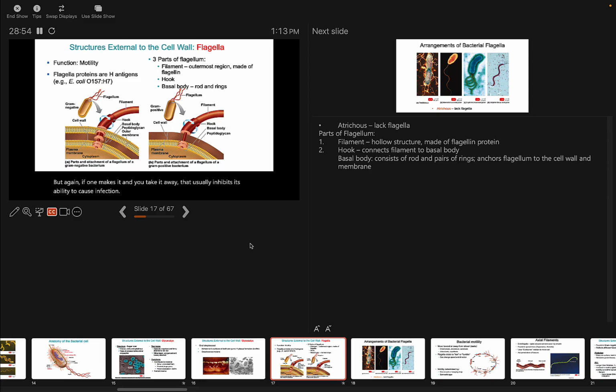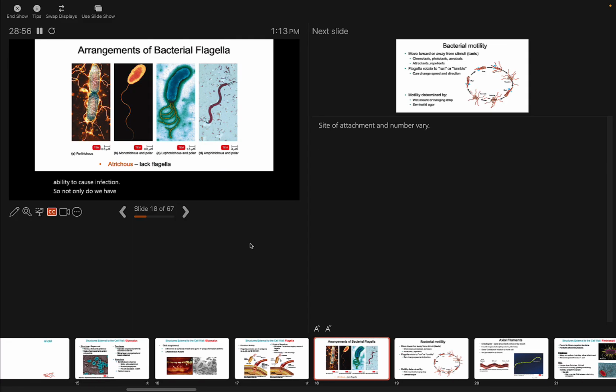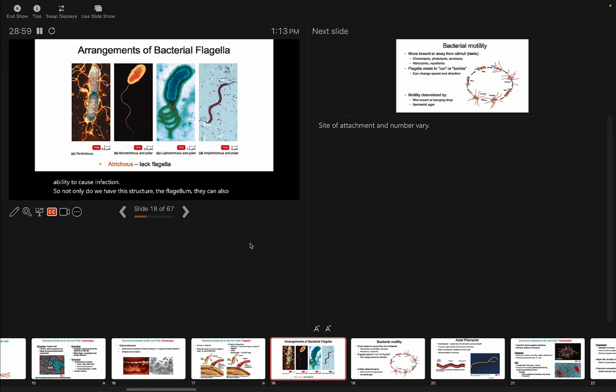So not only do we have this structure, the flagellum, they can also be found in different arrangements. And again, what we tend to see is if a bacterial species has a particular arrangement of flagella, that is its arrangement. So it doesn't change flagellar arrangements. So we have peritrichous, which is where you have flagella that can cover the whole surface of the organism. You have monotrichous, where they have just one, and it's usually polar.